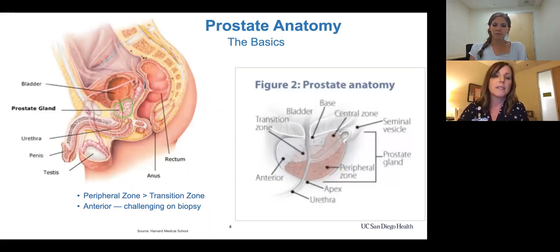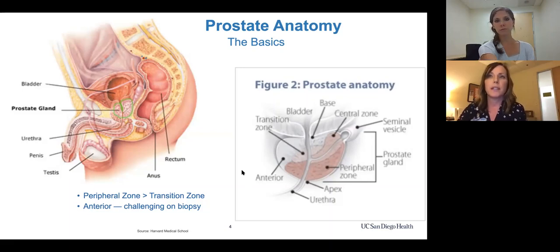The prostate itself is contained in a capsule and flanked by neurovascular bundles on each side, and those contribute largely to sexual function. The normal size is 30 cubic centimeters. Looking over here at the prostate anatomy, the majority of prostate tumors tend to develop in the peripheral zone, which is right here.